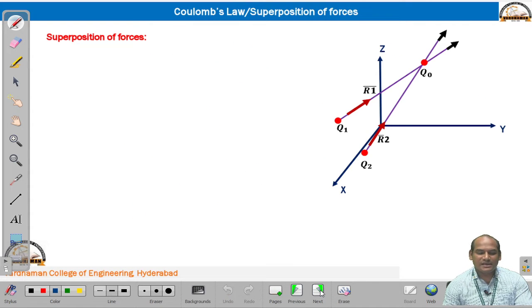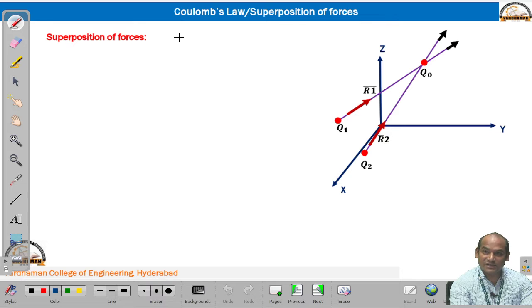Now, we will see another concept regarding Coulomb's law, that is superposition of the forces. In general, the superposition principle is applicable for linear systems. In case of signals and systems, you might have seen about the linear system, which satisfies the additivity principle and homogeneity principle.